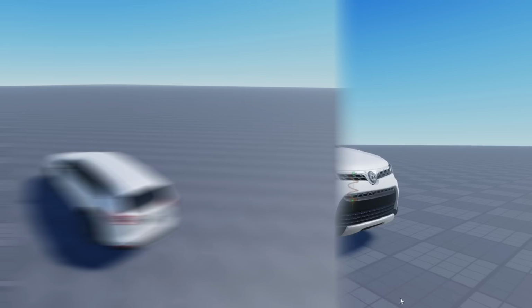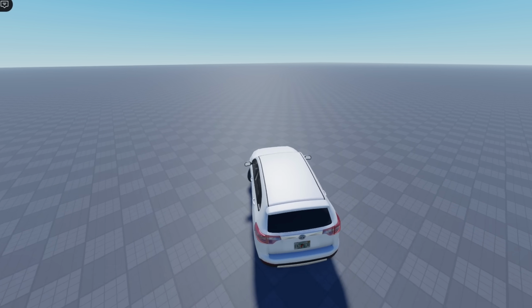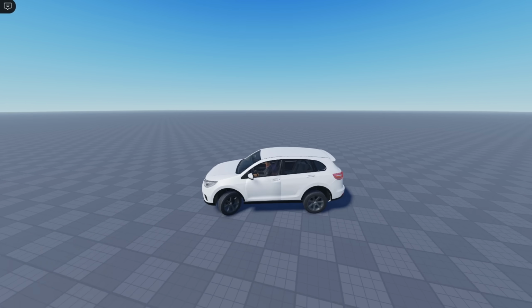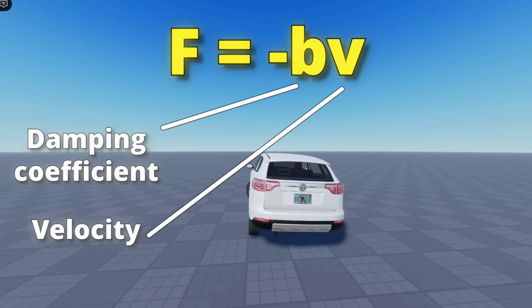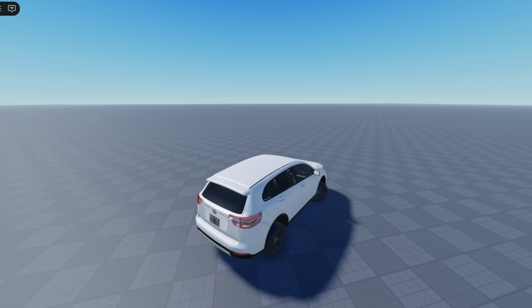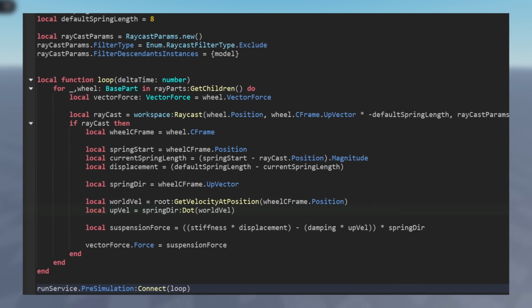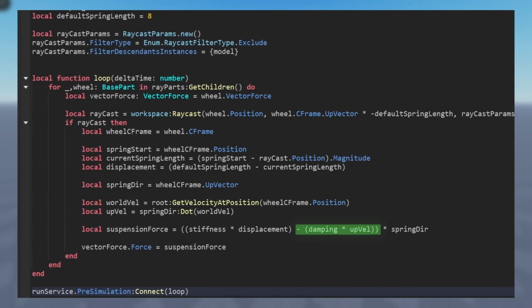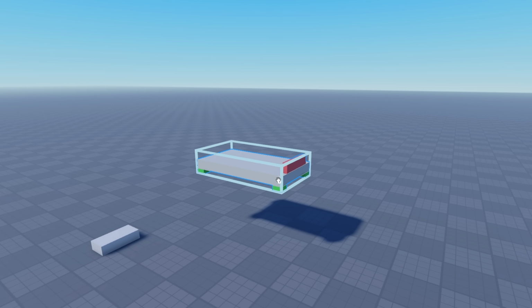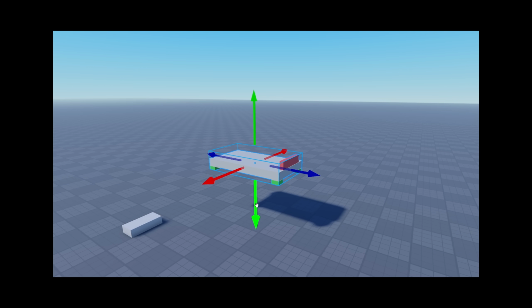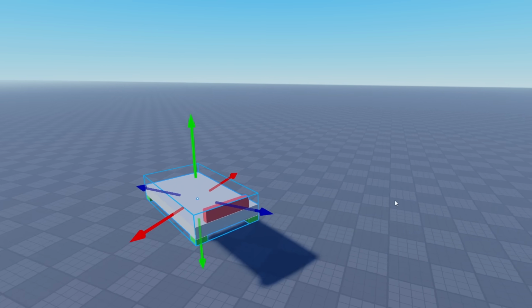So, to make this work fully, we have to implement friction on both the springs and the wheels themselves. Friction on a spring is usually called damping, which has a very simple equation where P is a damping coefficient and V is the velocity. Implementing this formula is as simple as calculating the spring velocity and adding this formula into our existing equation. Now, the car no longer jumps up and down, that's great, but the wheels still have no friction.